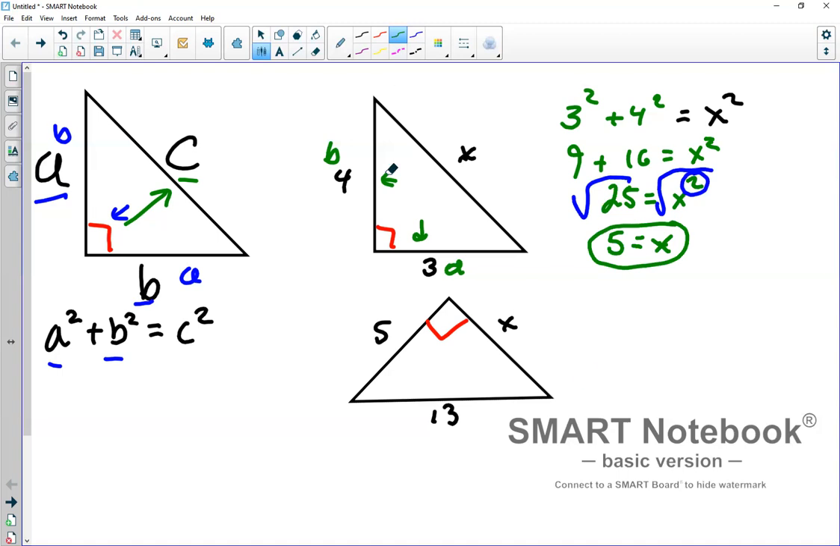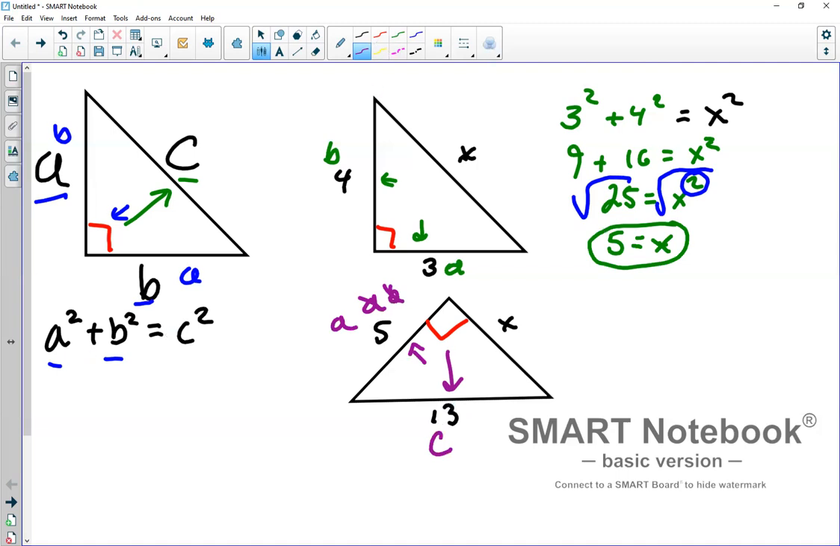Okay. Next one. Let's look at what we have before we even start. Most of these questions require looking at what you have before you can even start. I have something next to the right angle, which is the 5, and I have something across from the right angle, which is 13. So 5 being next to the right angle is one of my legs. I'll call that A. And the one across from the right angle, my hypotenuse, I'm going to call that C. Again, I could call this A or B, it doesn't matter. But this one must be C.